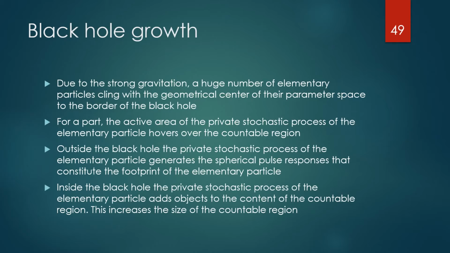Due to the strong gravitation, a huge number of elementary particles cling with the geometrical center of their parameter space to the border of the black hole. For a part, the active area of the private stochastic process of the elementary particle hovers over the countable region. Outside the black hole, the private stochastic process of the elementary particle generates the spherical pulse responses that constitute the footprint of the elementary particle. Inside the black hole, the private stochastic process of the elementary particle adds objects to the content of the countable region. This increases the size of the countable region.